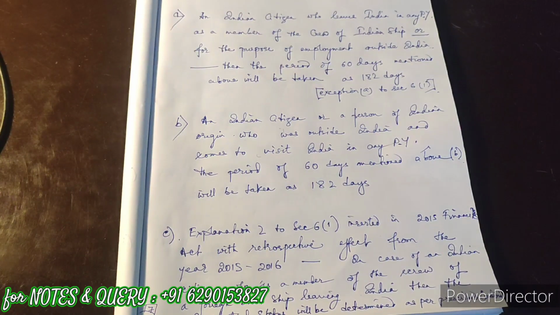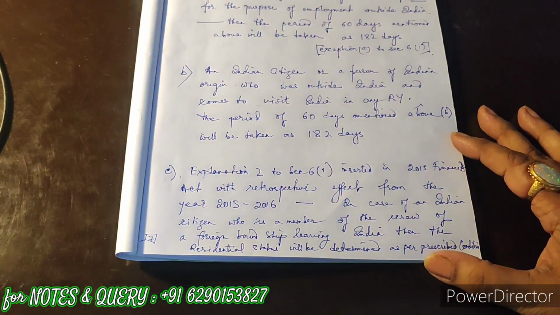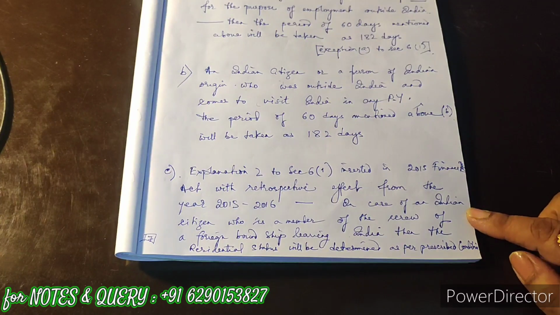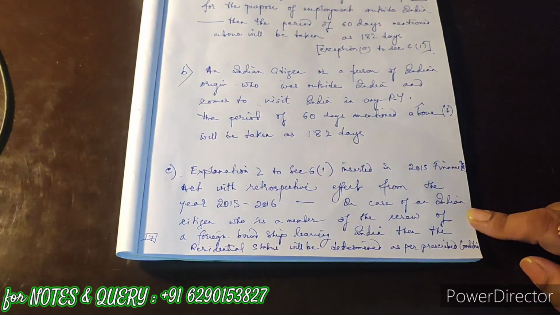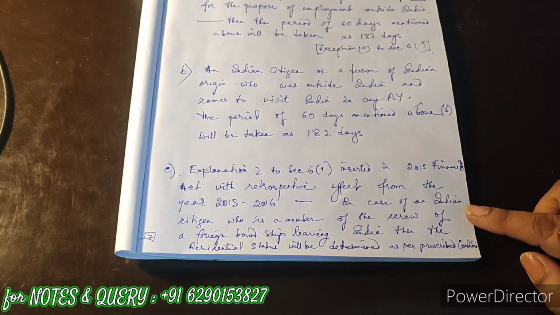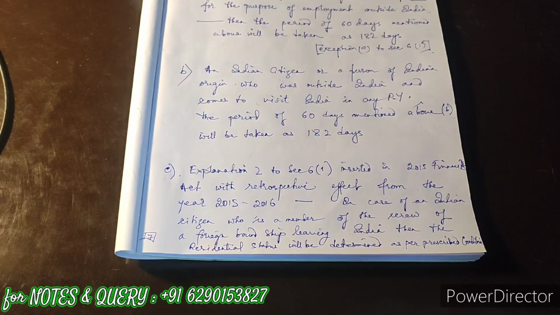Now we come to explanation 2 of section 6(1). Inserted in 2015 Finance Act, okay, with retrospective effect from 2015-16. Now in this case, if an Indian citizen who is a member of the crew of a foreign bound ship leaving India, then the residential status will be determined as per the prescribed conditions only. Okay, I hope the exceptions are clear.